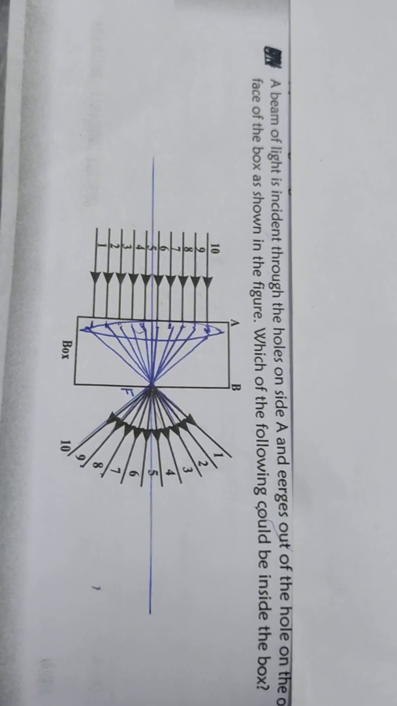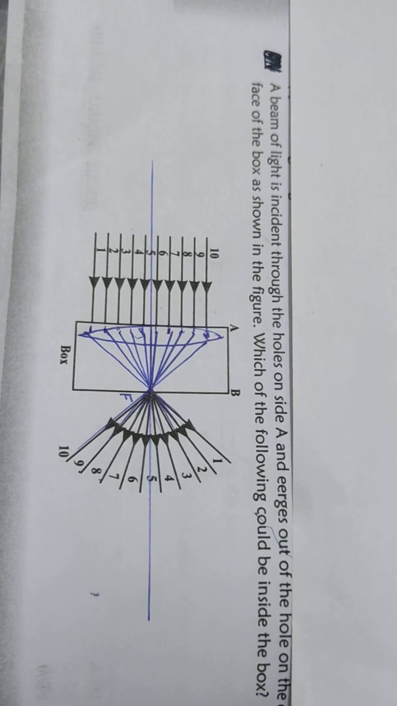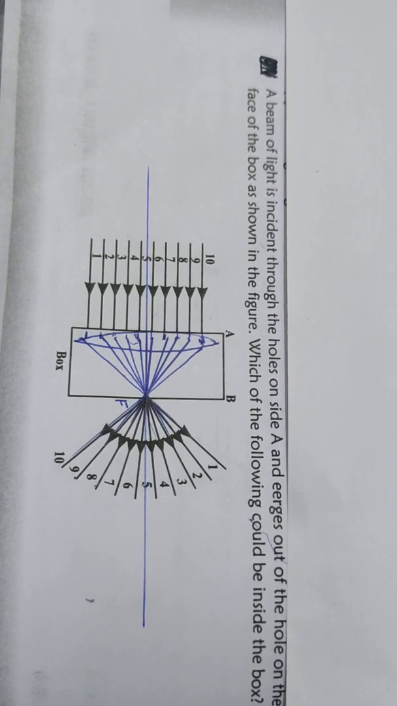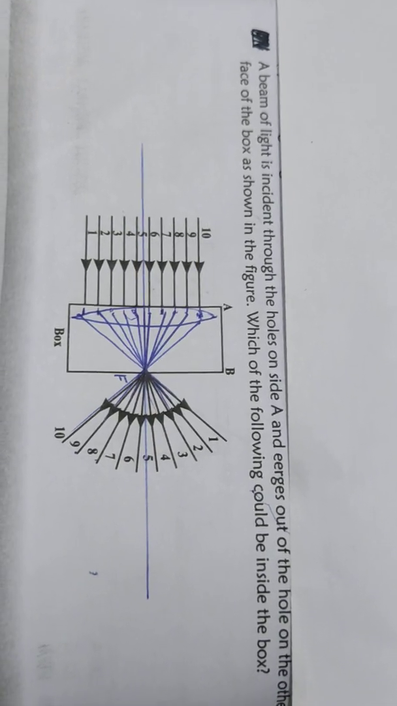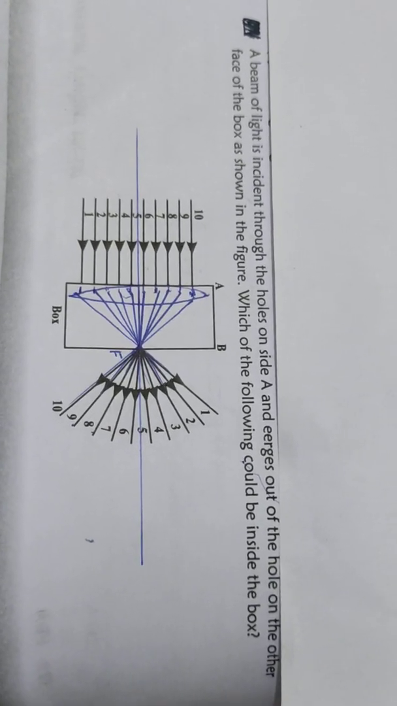So I hope you have understood. Out of the 4 options, glass slab, concave lens, convex lens, and glass prism, convex lens is the correct option. So hope, students, you have understood the MCQs.